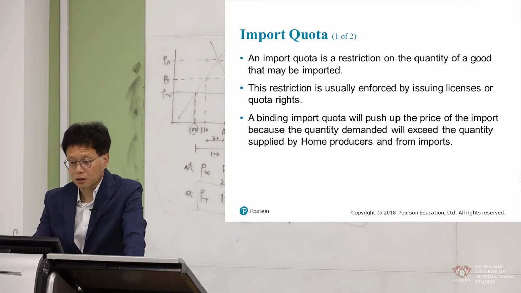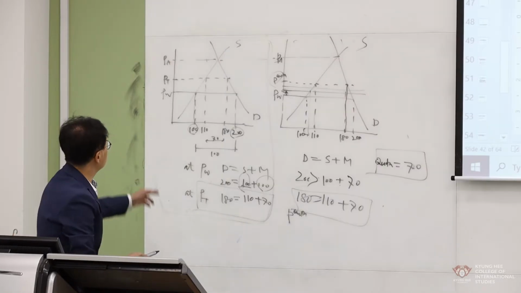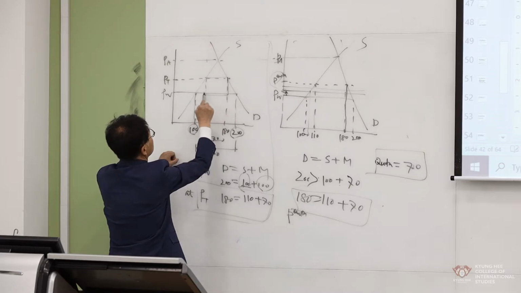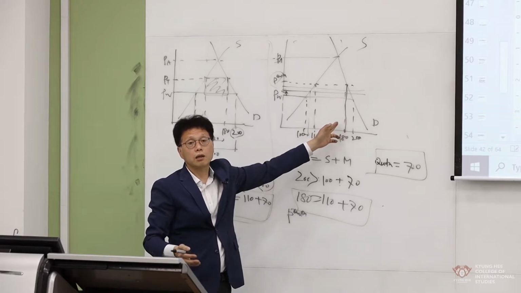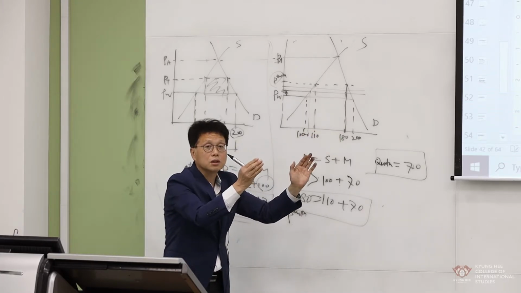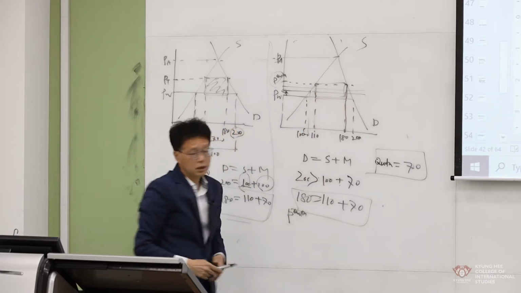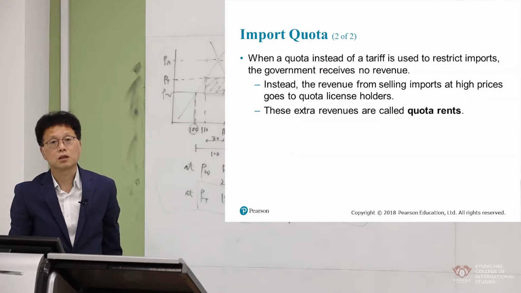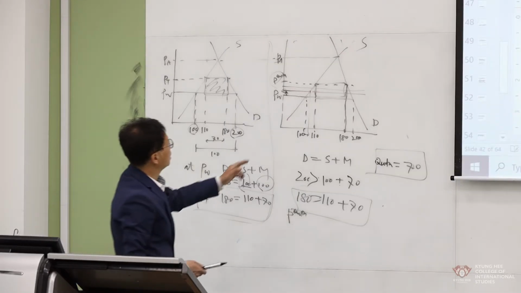Okay? When a quota instead of a tariff is used to restrict imports, the government receives no revenue. In the tariff case, the government collects this amount of tariff, right? But here, no tariff, right? Just set a maximum quantity, okay? So this money is not collected by the government, actually. Then who received this money? Instead, the revenue from selling imports at a high price goes to quota license holders. The person, right?